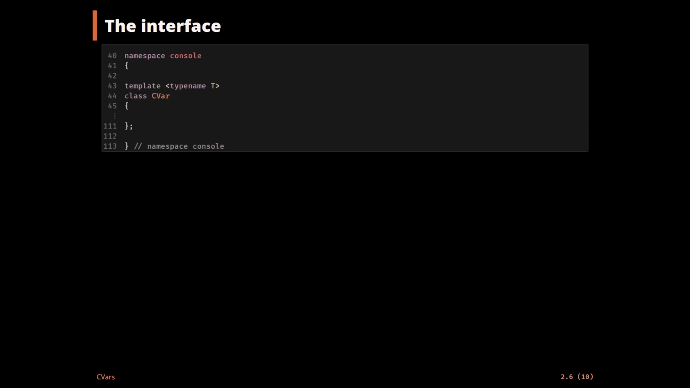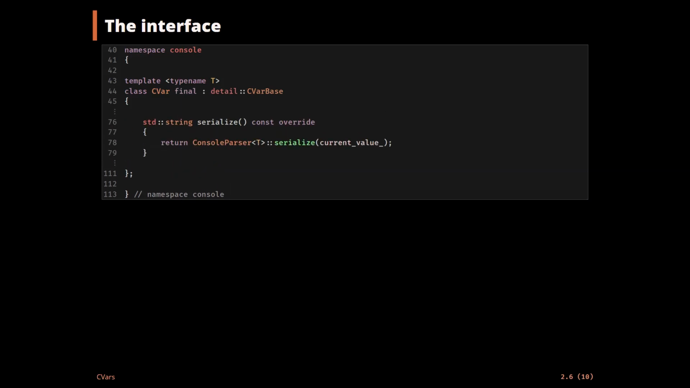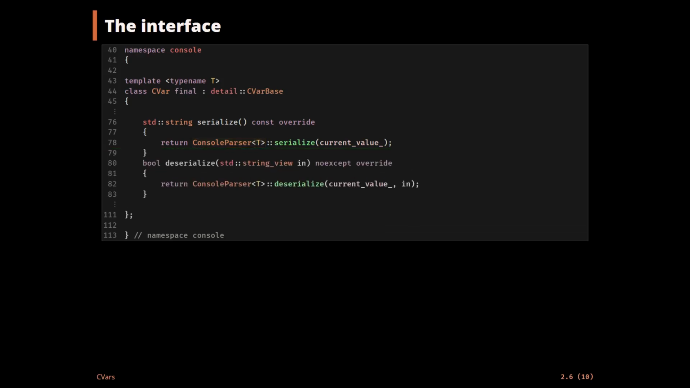Then moving on to the CVar, we actually have to implement the base class here. So we mark the class as final. We don't want any more derived classes from this, and we implement detail CVar base. The first function we have to implement is serialize. Now the actual serialization logic is not in here. It's in this console parser of type T. We'll take a look at this in a second, the next slide actually. So for now, the serialize function just calls some other function. And similarly, the deserialize function also just calls some other function.